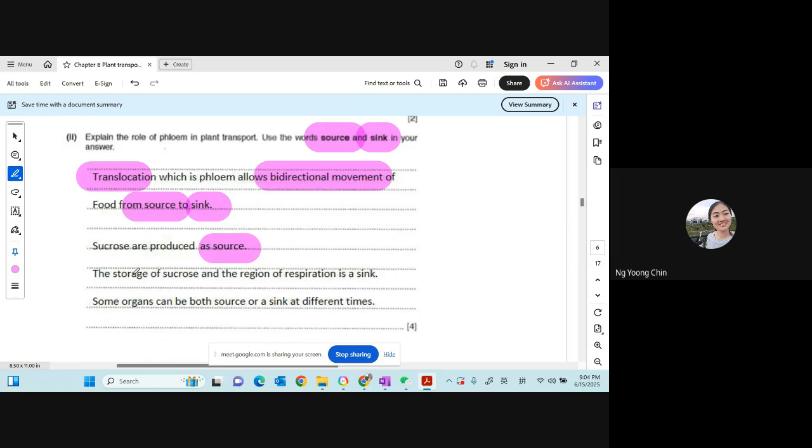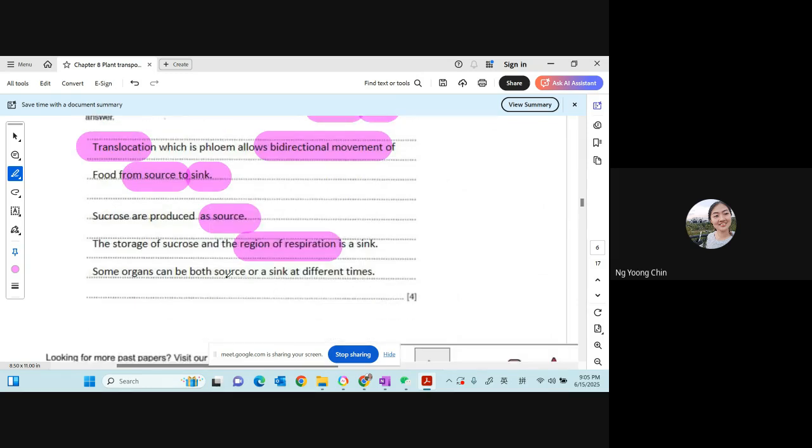Sink refers to the storage of the nutrients and the region of respiration, because in the sink they will use up the stored nutrient molecules. So they use them up for respiration. Okay, and then some organs can be both source and sink at different times. For example, during the summertime, or the season with an abundance of sunlight, the roots will become the sink. However, when the season changes to winter, the roots will become the source because they will provide nutrients to other growing parts of the plant.